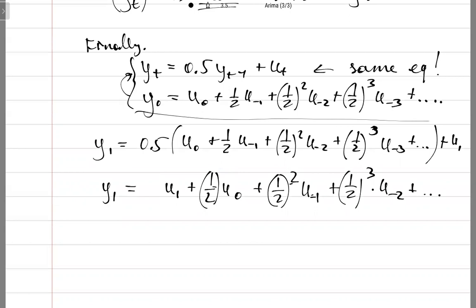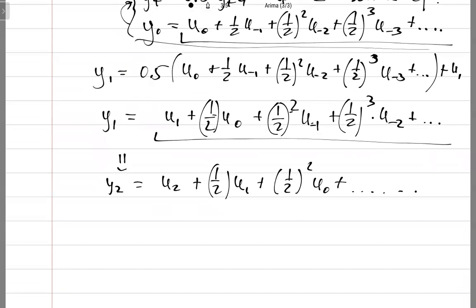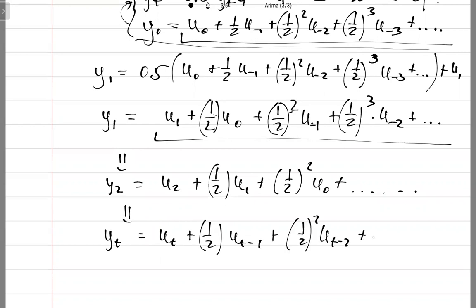Yes, seems correct. And now I see that because of exactly the same structure, by induction it can be easily seen that y2 will be u2 plus 1/2 u1 plus 1/2 squared u0 plus so on. So the structure of every y is the same. It's a linear combination of past u's, and in general yt will be ut plus 1/2 ut minus 1 plus 1/2 squared ut minus 2, and so on.